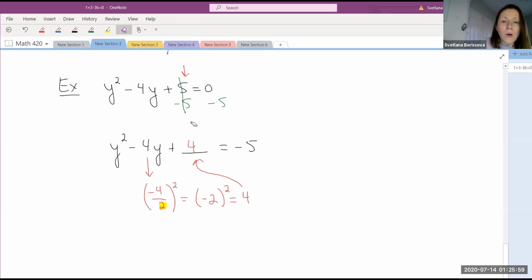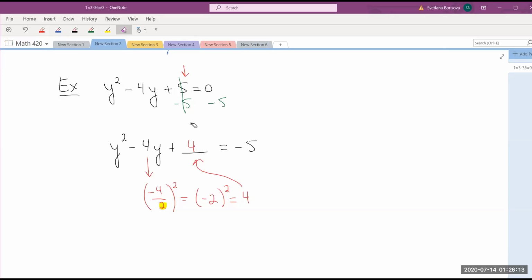Okay, what else do I need to do right now? So I inserted 4, I added 4. What else do I need to remember to do? Something that's very important. Do it on the other side too, right? Exactly.